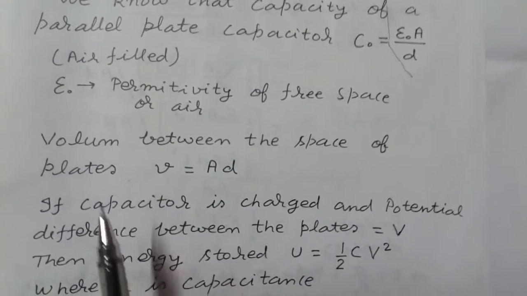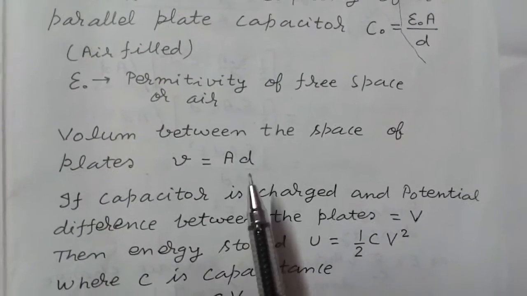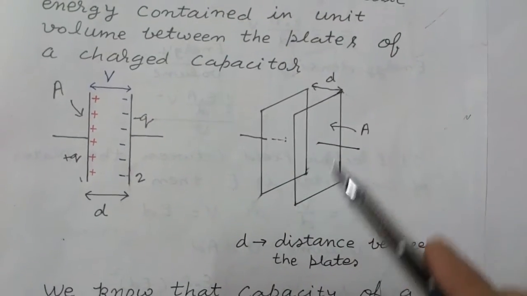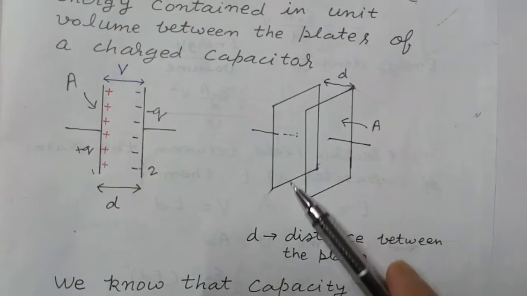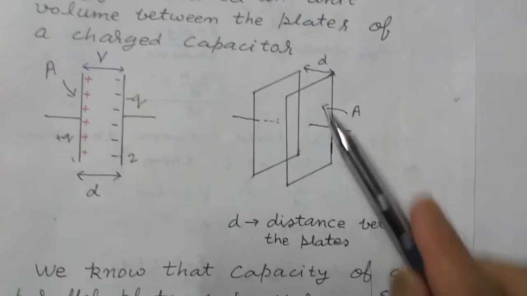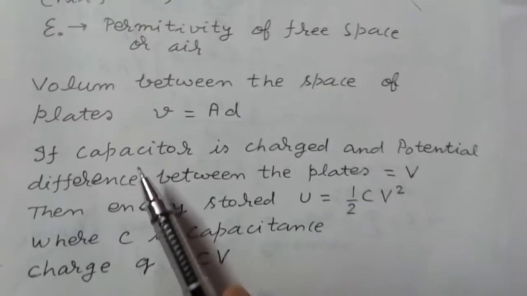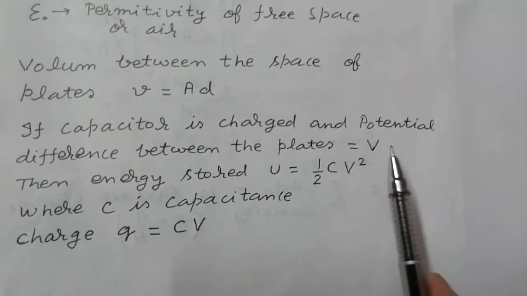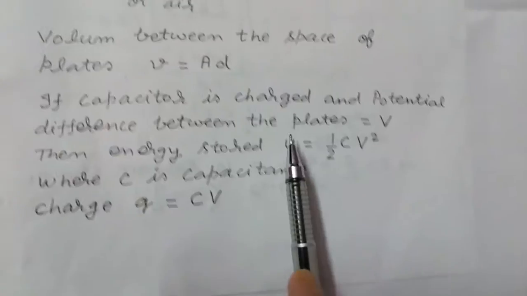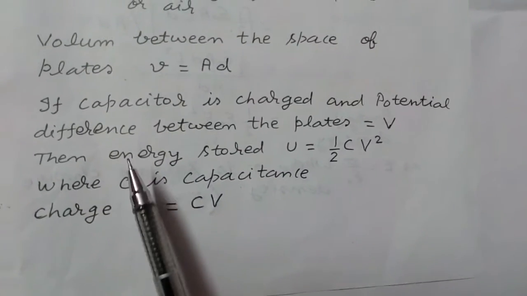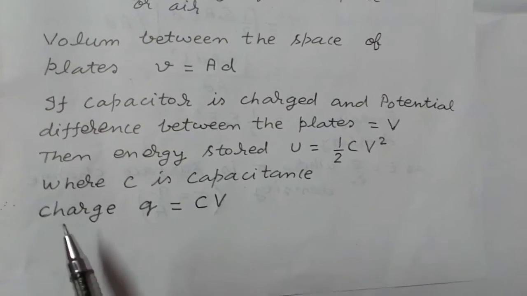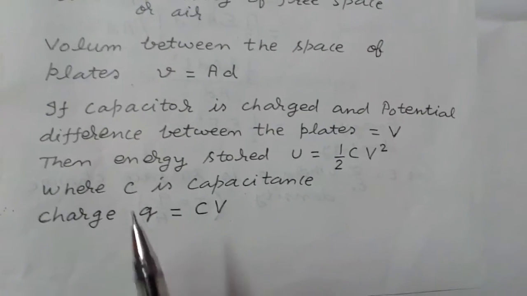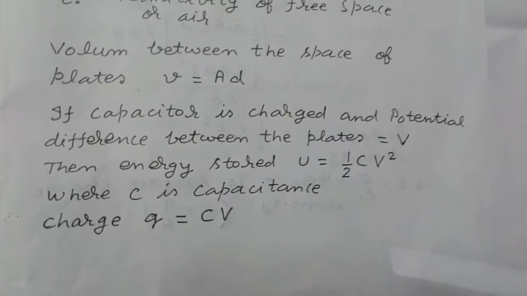Now volume between the space of plates, v, is equal to area into distance. Area of each plate is capital A and distance between them is d. So volume in this space will be equal to A into d. If capacitor is charged and potential difference between the plates is V, then energy stored U is equal to half CV square, where C is capacitance and charge Q is equal to C into V.